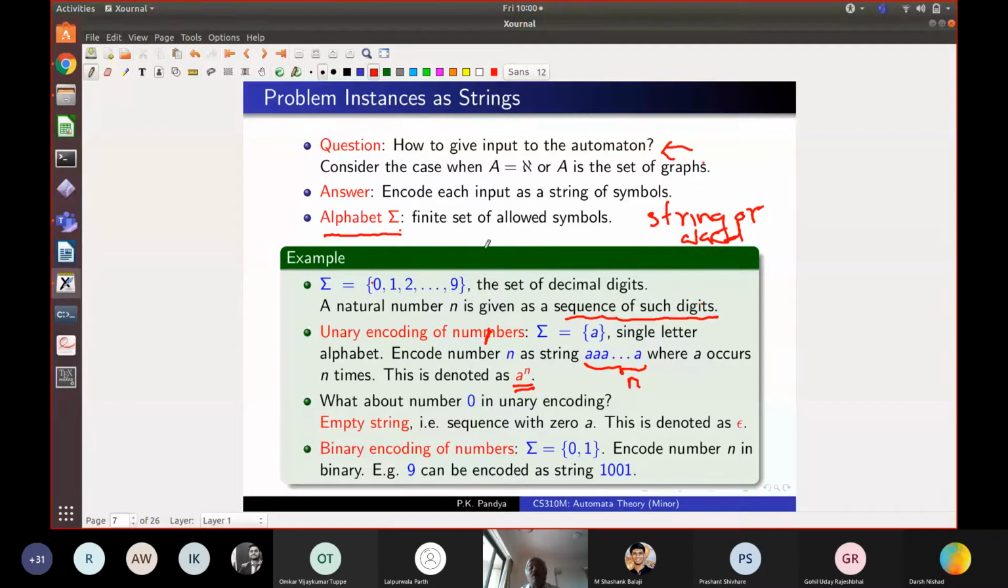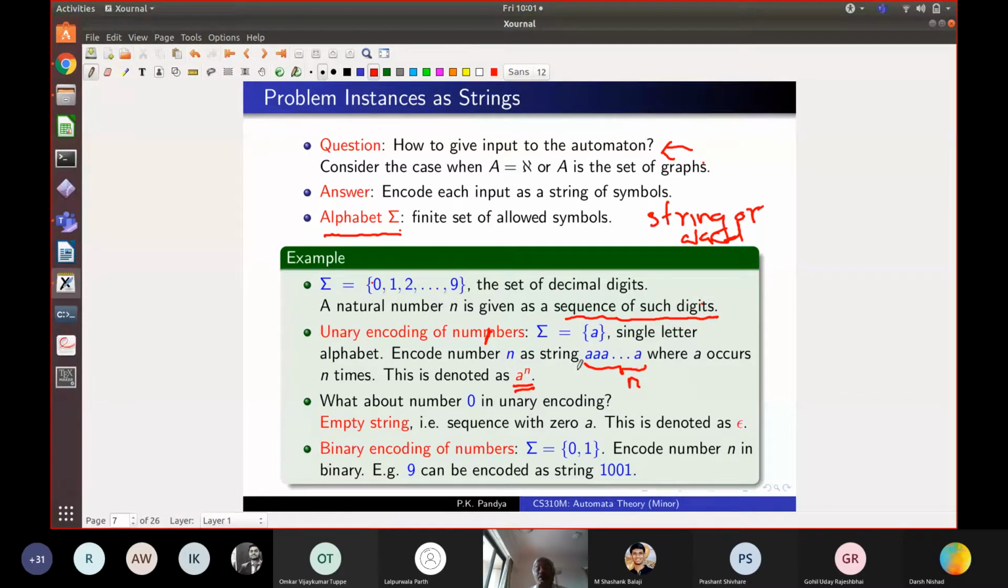Now, to determine whether a number is prime or not, we can give to the computer this number n in unary, or we can give it in decimal. So we have to choose. For every formulation of the problem, we must decide what the alphabet is and how we are going to encode the problem using that alphabet.